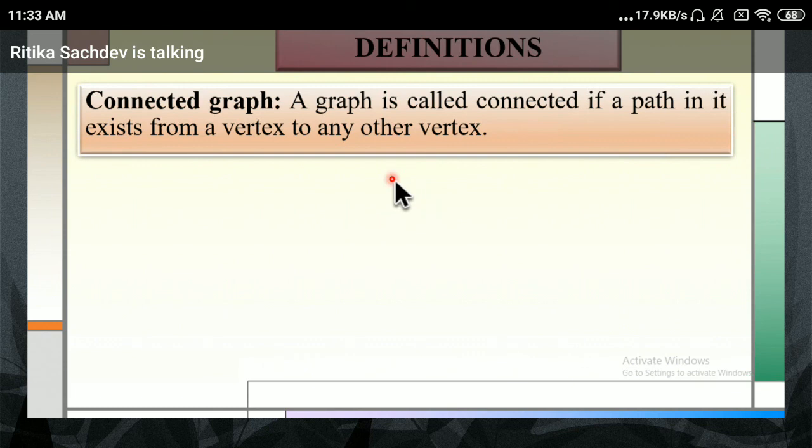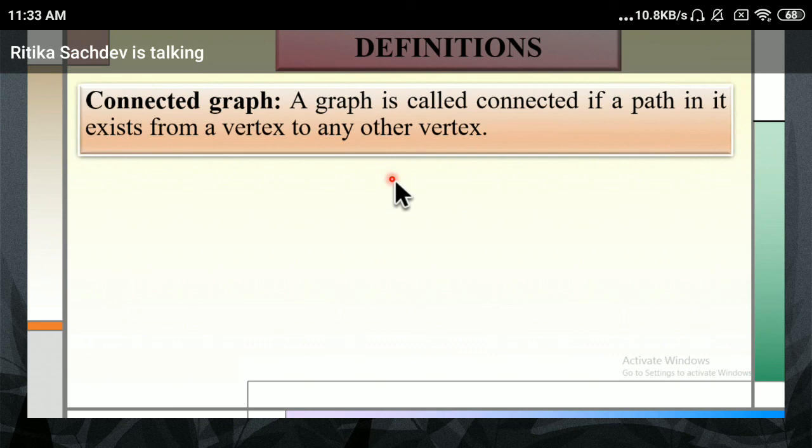The next definition we are proceeding with is connected graph. A graph is called connected if a path in it exists from a vertex to any other vertex. That simply says that you will say there is connectivity between the cities if you can go from one city to any other city. Hence, we will call it connected.